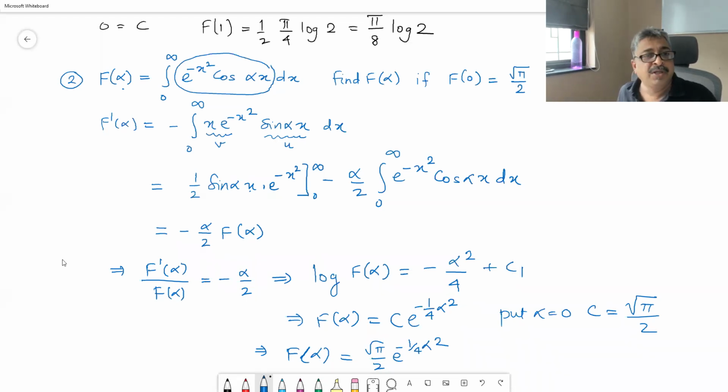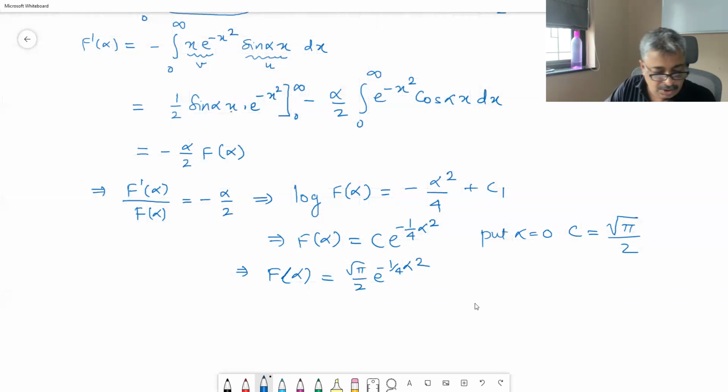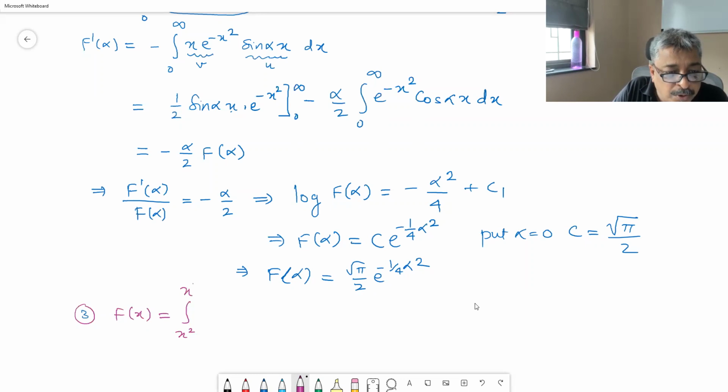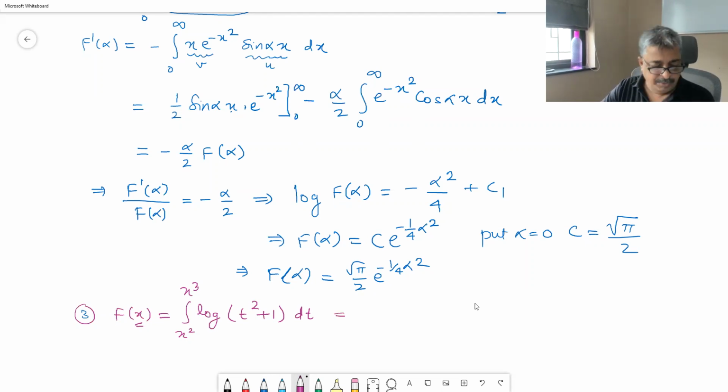Now let me give you some easy problems. Problem number 3. Capital F of x is equal to integral x square to x cube log t square plus 1 dt. Now, when this function is independent of x, partial derivative term is absent. So this is very fast. Get me the answer. Find f dash of x.